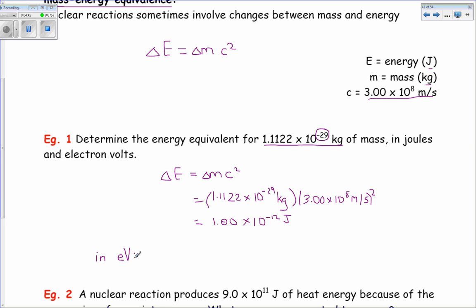And if we want to get that in electron volts, then what we have to do is divide joules by the conversion factor between joules and electron volts. So 1.00 times 10 to the negative 12 joules divided by, from the formula sheet, 1.60 times 10 to the negative 19 joules per electron volt.